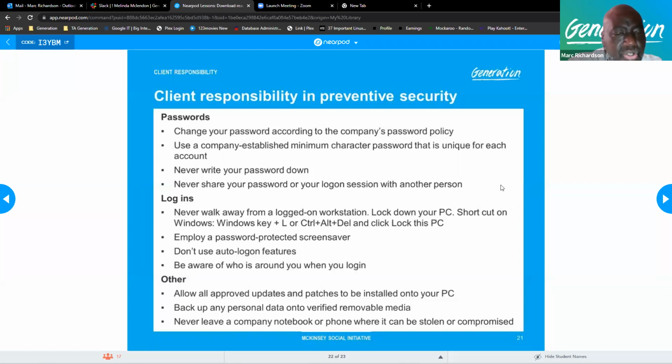Other preventative measures are allow all approved updates and patches to be installed onto your PC. Back up any personal data onto verified removable media. Never leave a company notebook or phone where it can be stolen or compromised.